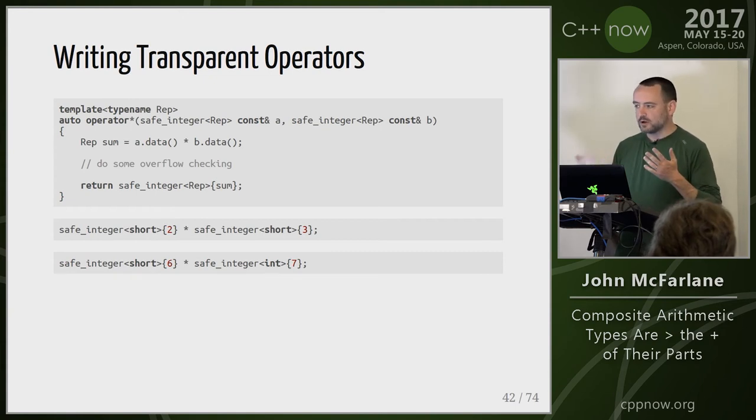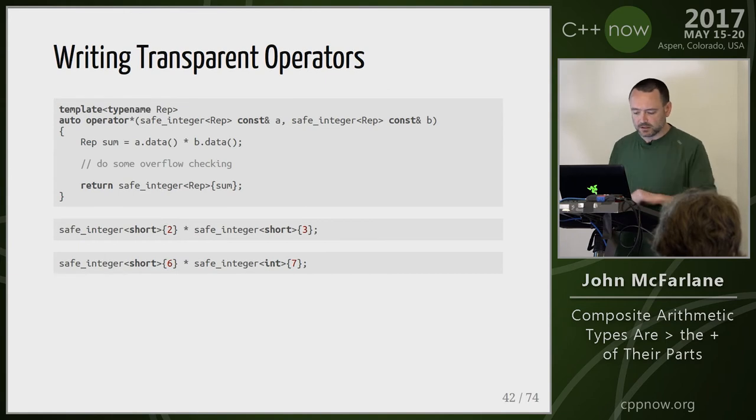Also, because there's only one rep type, you cannot have heterogeneous operands being accepted by this function. So we're going to go back to the drawing board and try and fix these two problems.